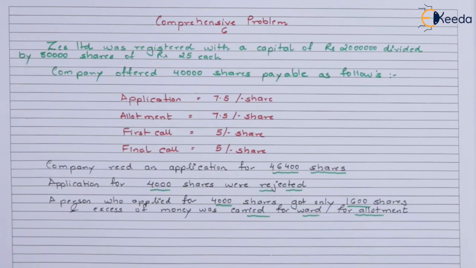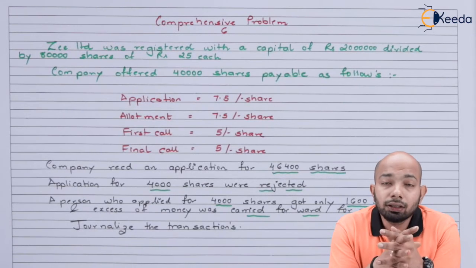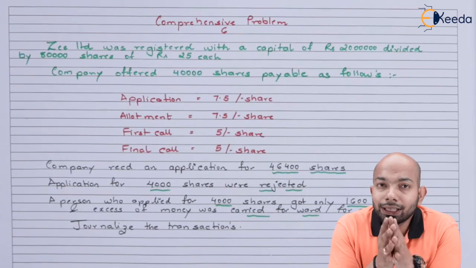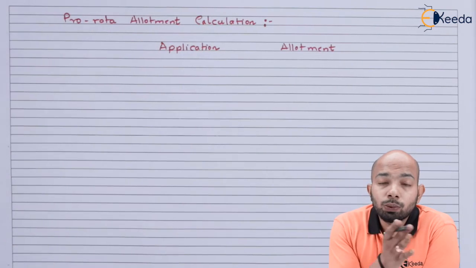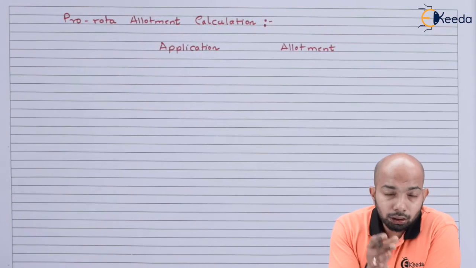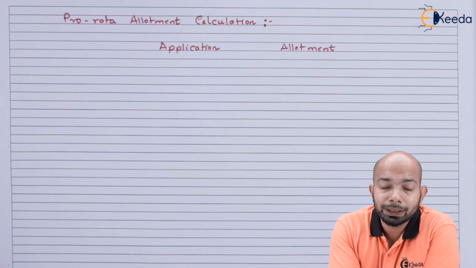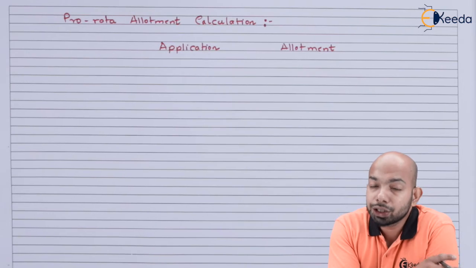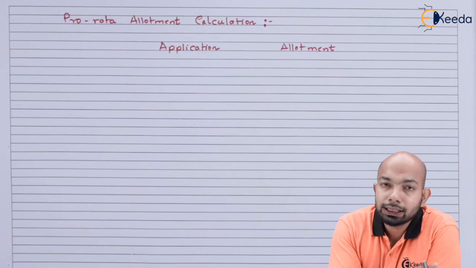So now we have to go ahead and make the journal entries related to this, but before that we'll do the working. Now that we are completely aware of the question, let's start with the working, which refers to the pro rata allotment calculation. When we talk about application and allotment, they work hand in hand. That means the total of all the applications should be equivalent to 46,400 shares, and the allotment should be equivalent to 40,000 shares.